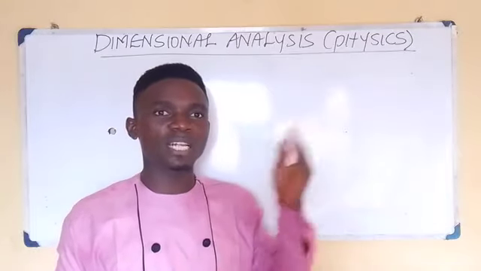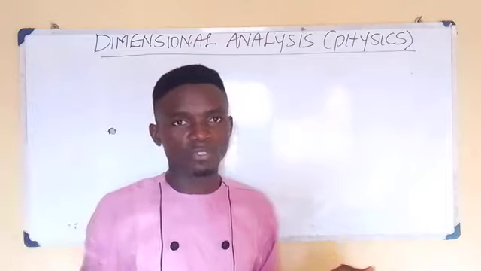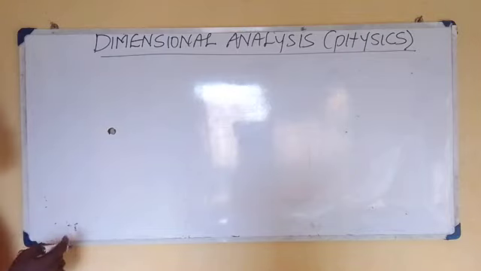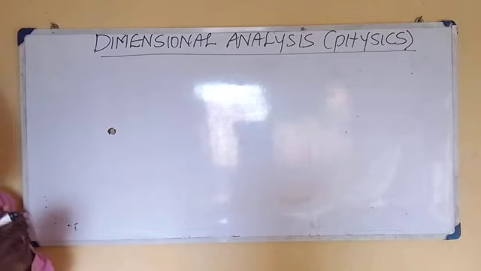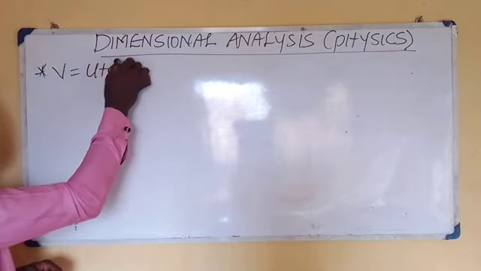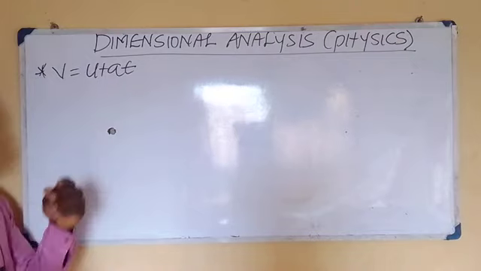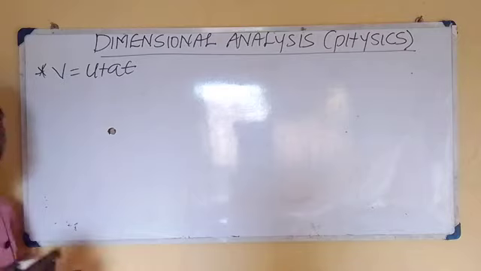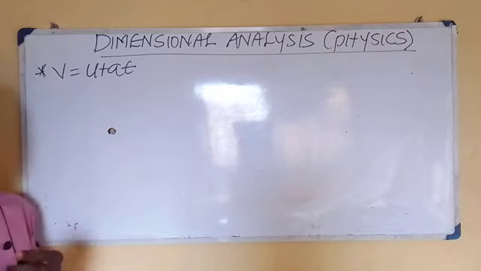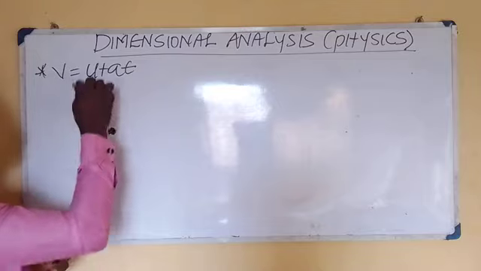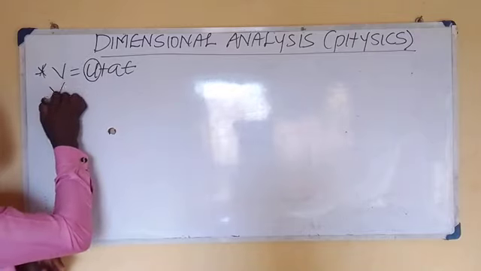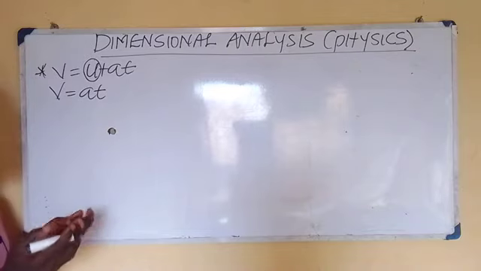Don't forget, whatever you have by the left, you must have the same thing by the right. So let's jump into business. Don't forget that the three equations of motion, the first one is v equals u plus at. You and I know that v is the final velocity, while u is the initial velocity, and initial velocity when a body accelerates from rest is 0. So you are considering this as 0, you are not using it at all. It therefore means that I will be having v equals at.